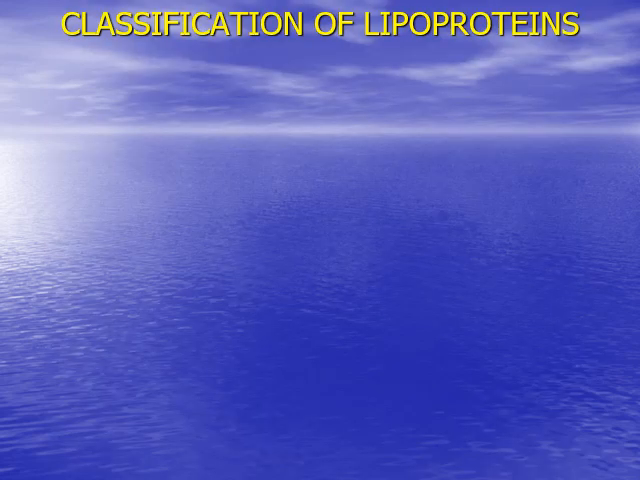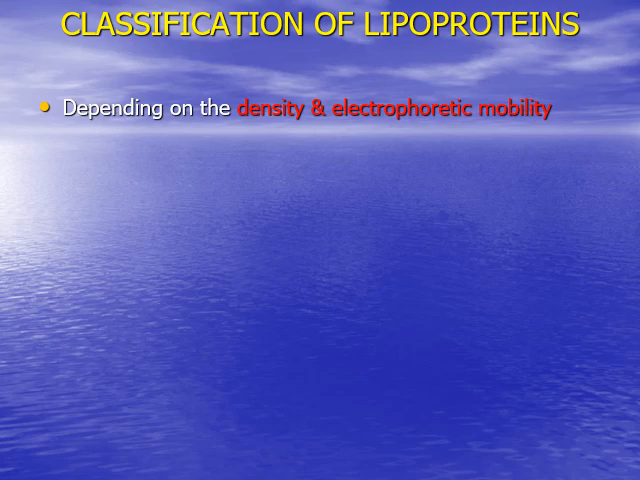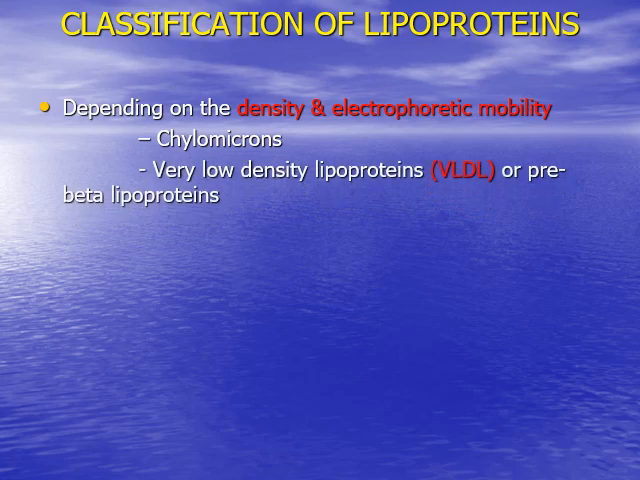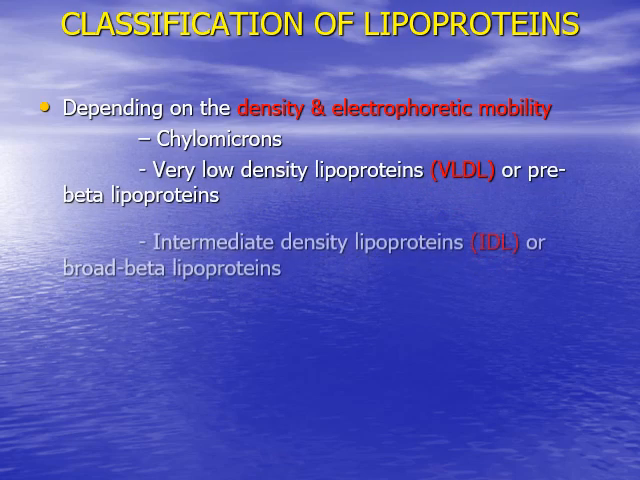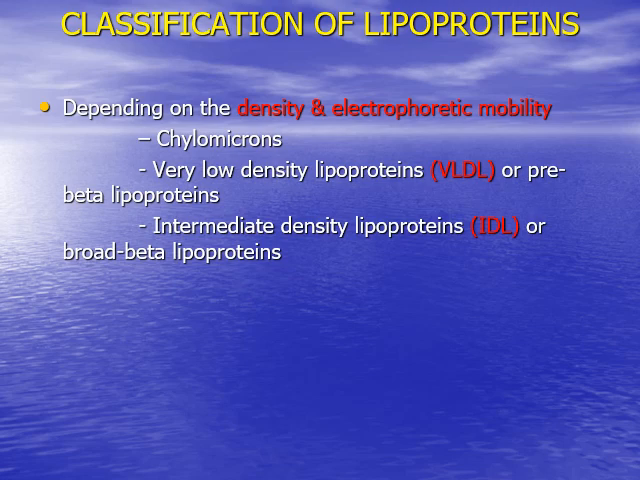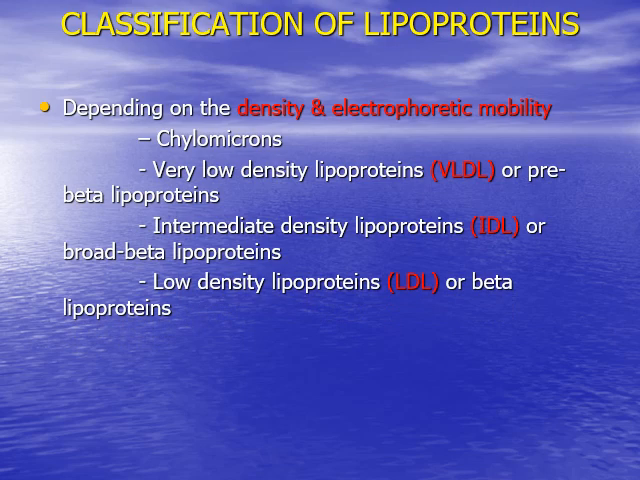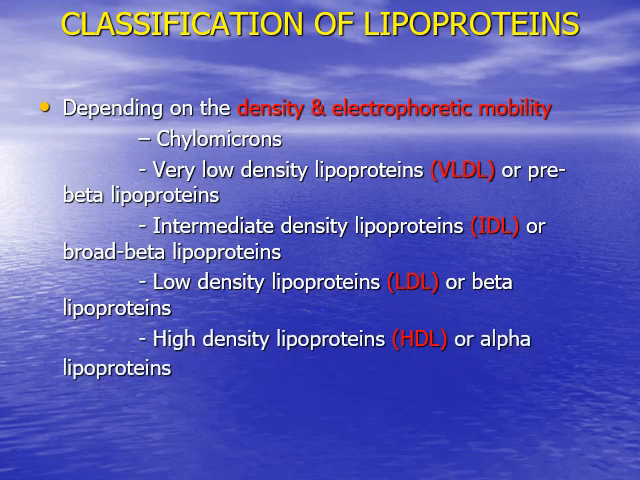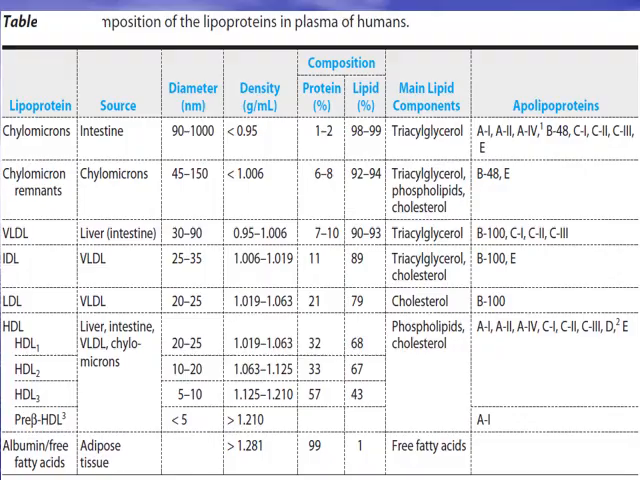Classification of lipoproteins. Depending on the density and electrophoretic mobility, lipoproteins can be classified into chylomicrons having the lowest density, very low density lipoproteins or VLDL or pre-beta lipoproteins, intermediate density lipoproteins or IDL or broad beta lipoproteins, low density lipoproteins or LDL or beta lipoproteins, and high density lipoproteins or HDL or alpha lipoproteins.